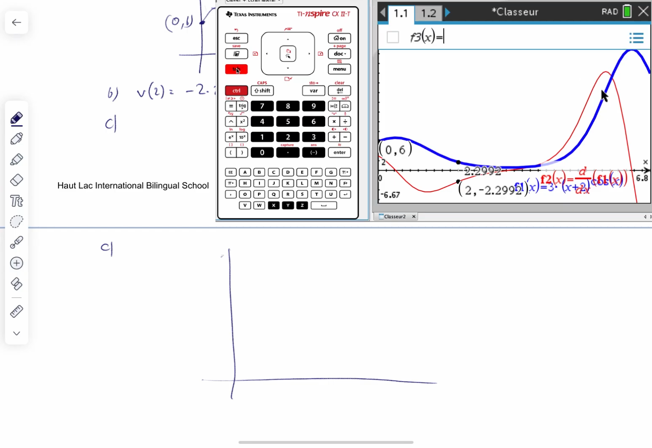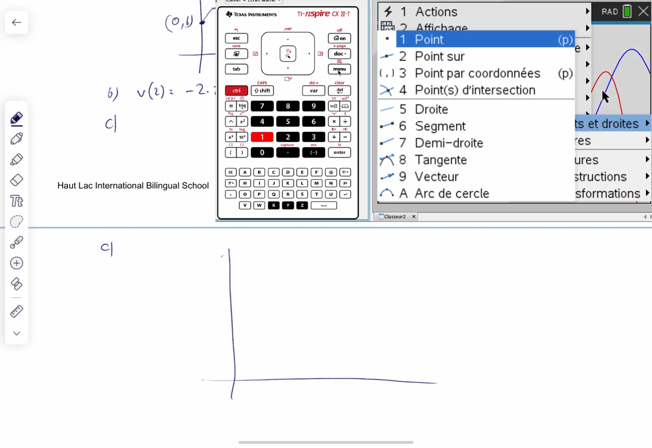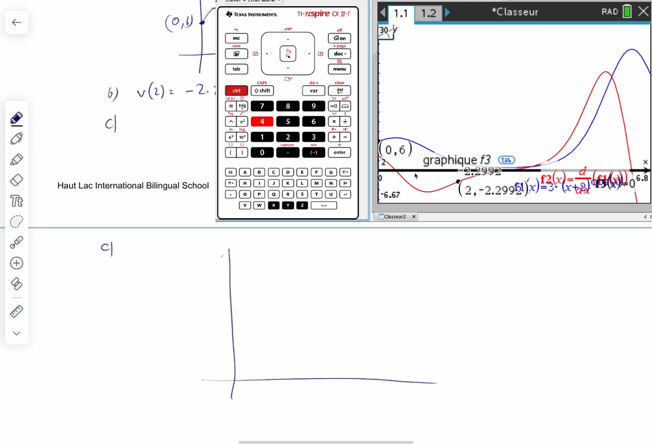So let's put a new graph at 0, and let's find the intersection points: menu, geometry, points and lines, number 4, intersection points, and have this graph with this graph. Then it gives me the times when the particle should be moving towards or moving away. So actually it's moving away before 0.433 and then from 3.2558 to 6.3397. And then it's moving back towards P again.